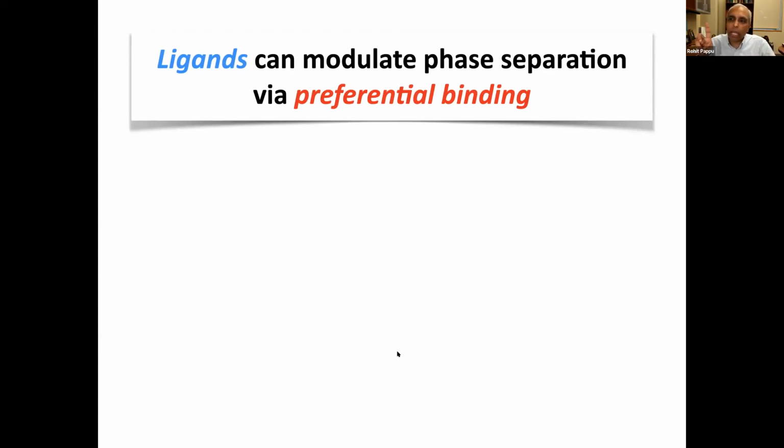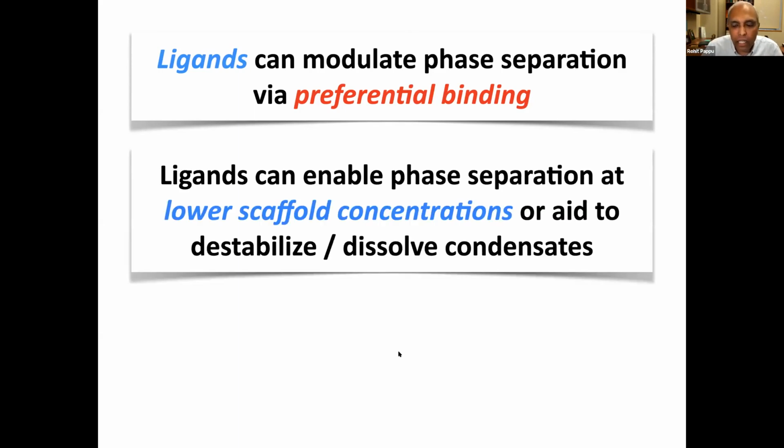I talked about what happens when you have one type of ligand, but of course you can have a whole plethora, a network of ligands. Ligands can enable phase separation at lower scaffold concentrations. So when you start thinking about endogenous levels of expression, how might I think about phase separation actually happening? Or how might I ask the question of, having crossed the threshold concentration, why should I end up with a condensate that dissolves?